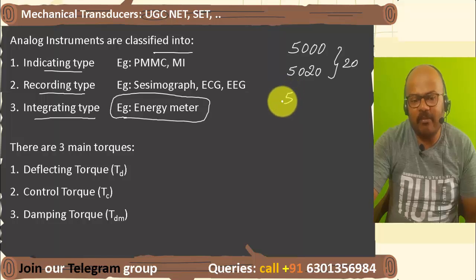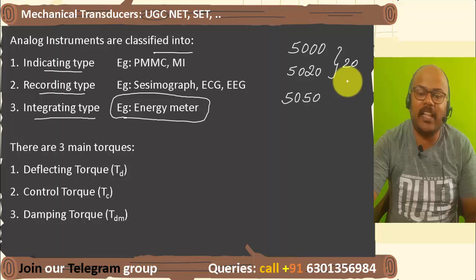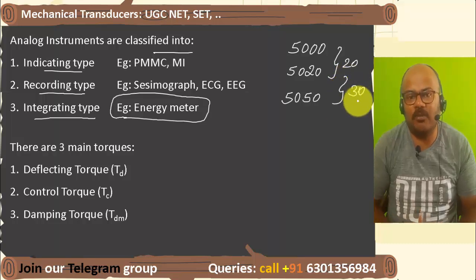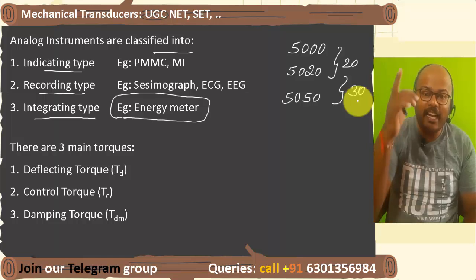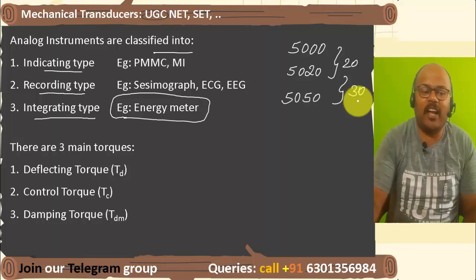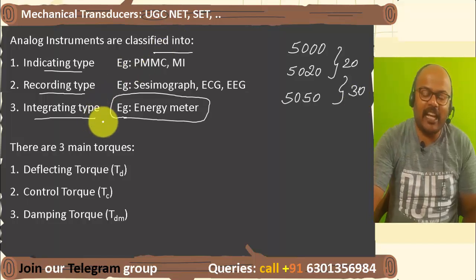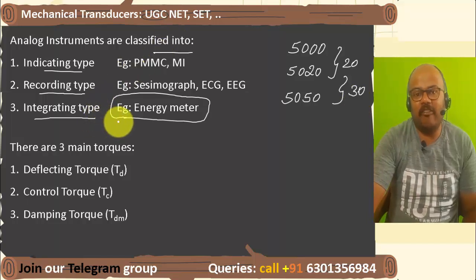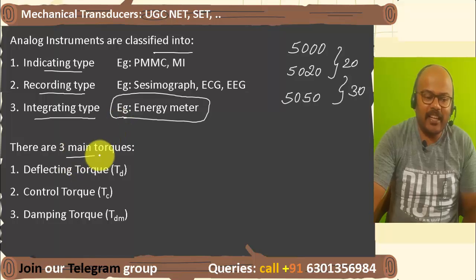In the subsequent month, say suppose the reading is 5050, then you have to pay the bill for 30 units which you have consumed. So it is integrating the values, or adding up the values. So integrating type is used in the energy meter. Very important. There are three main torques.